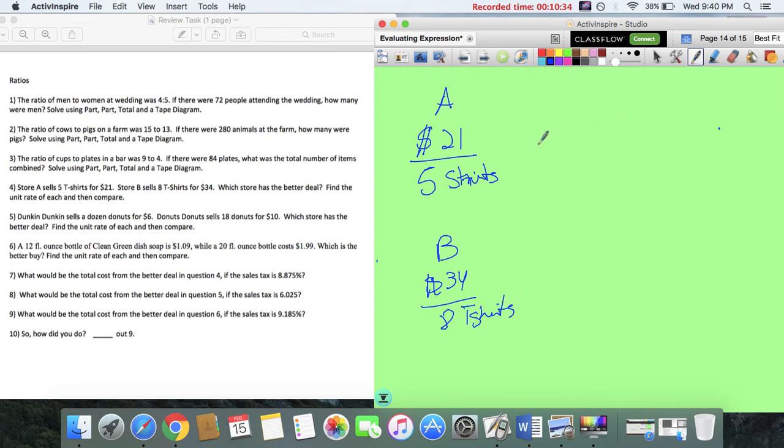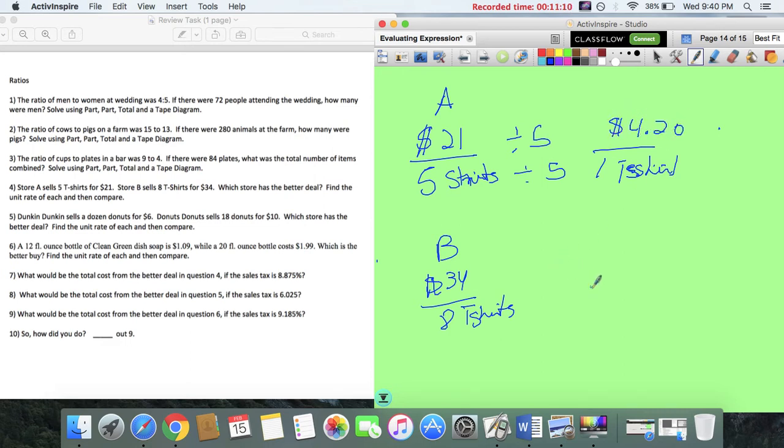Well, I don't know, because we're not comparing the same thing. One way of doing this, remember, is finding the unit rate. Let's find out what one t-shirt costs at Store A. For 5 to become 1, divide by 5, and I'm going to divide the top by 5 as well. 21 divided by 5 is $4.20. So one t-shirt at this store is $4.20.